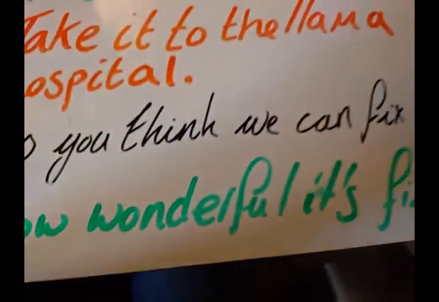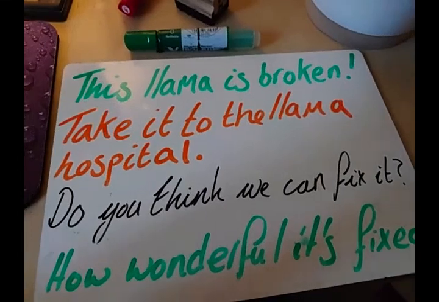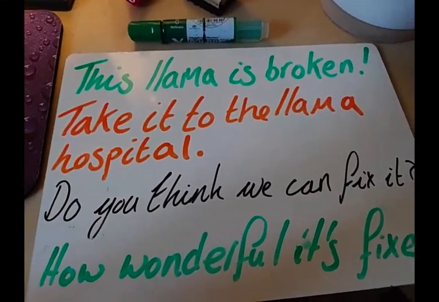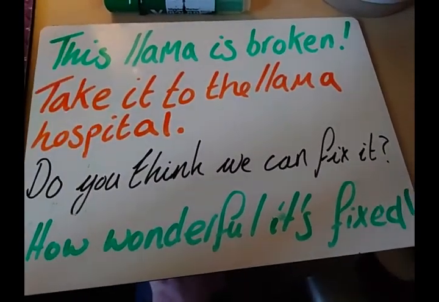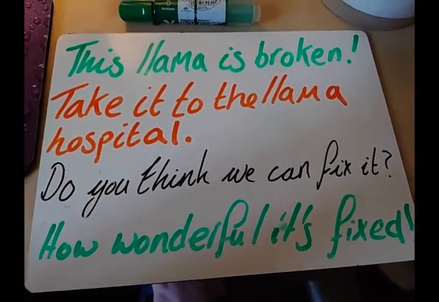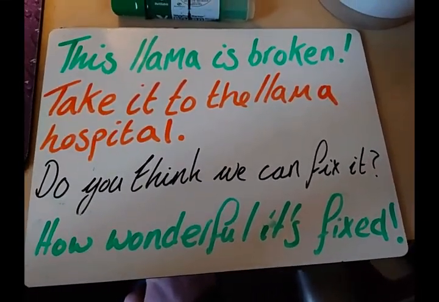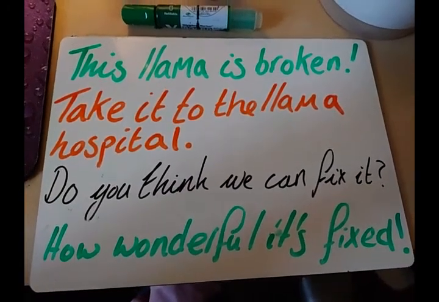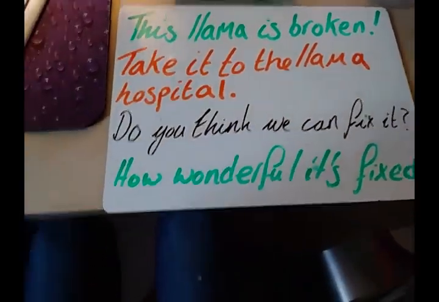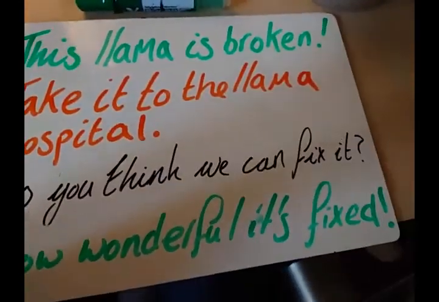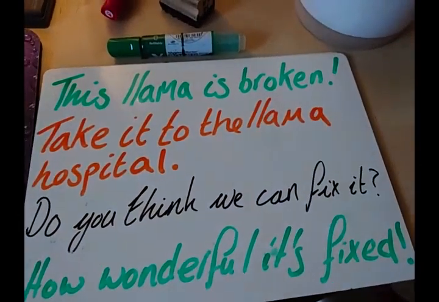I've written four sentences down here. Kind of tells a little narrative, I like it. This llama is broken! Take it to the llama hospital! Do you think we can fix it? Oh, wonderful! It's fixed. There's four different kinds of sentences here. Now, those of you who think they know the answer to this might be a little bit confused because I've got two exclamation marks here, yet I've told you there's four different kinds of sentences. So, why have I done that?